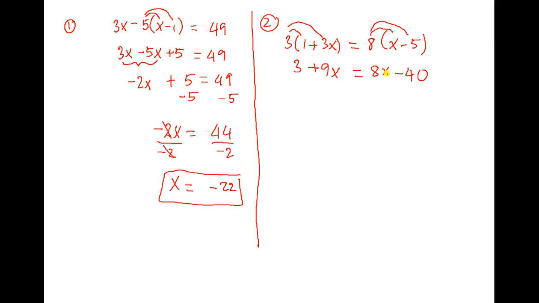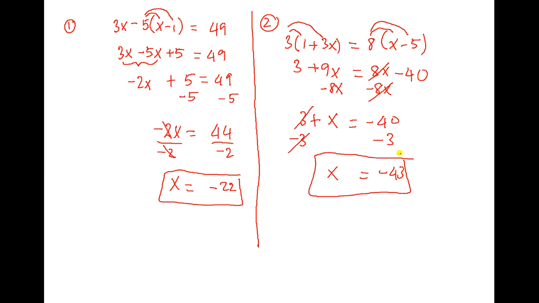Now let's move x to one side and the number to the other side. I subtract 8x on both sides. So this is gone: 9x minus 8x gives me 1x. I keep the 3 here equal to minus 40. Now I'm ready to solve for x. I want to move 3 to the right hand side, so I subtract 3, and that takes away the 3. I have x equal minus 43. That is my answer.